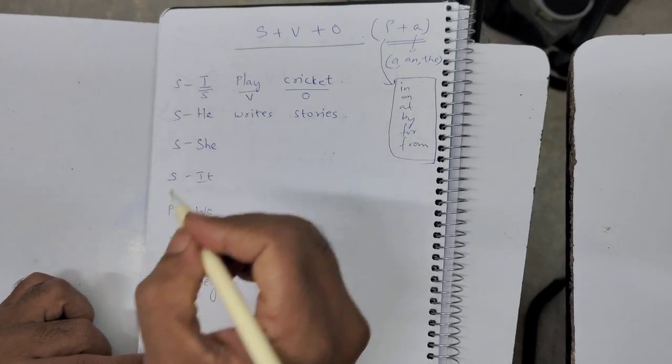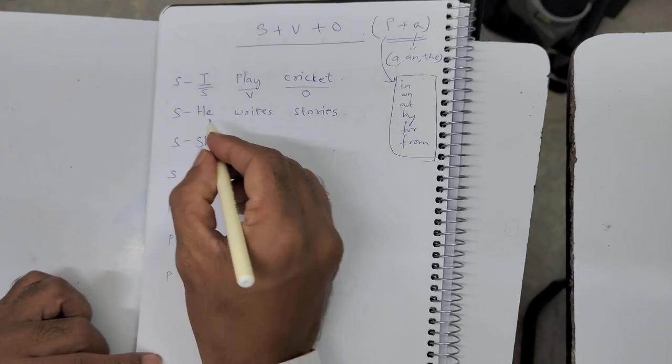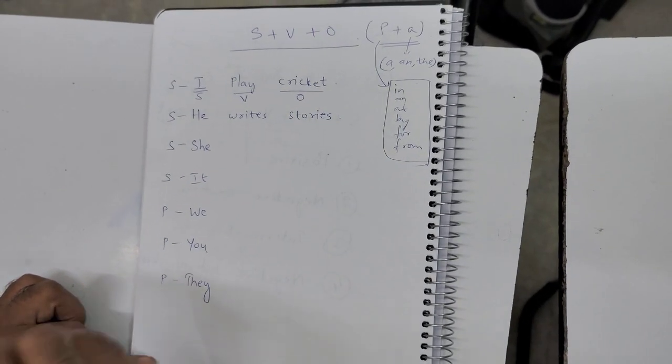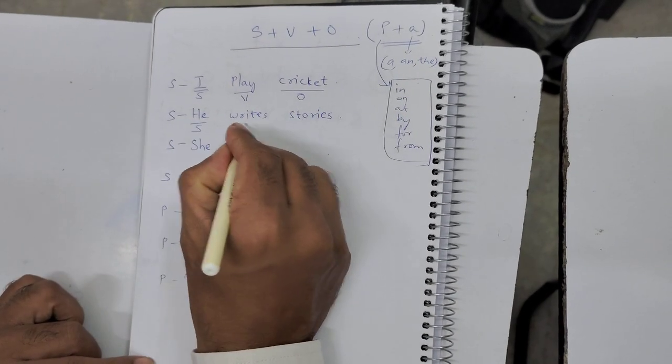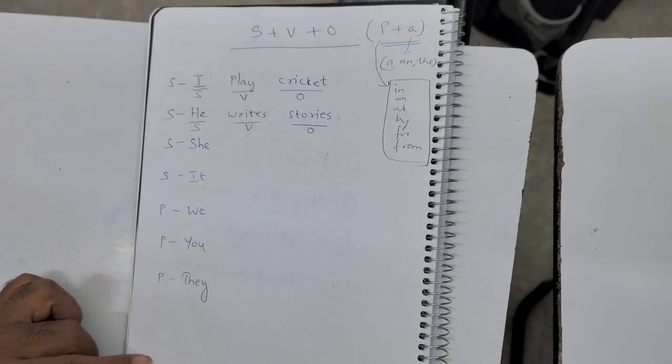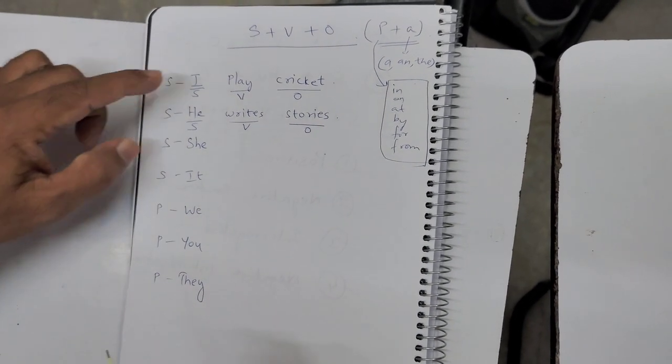Okay, so here he is the subject, write is the verb, and stories is the object.